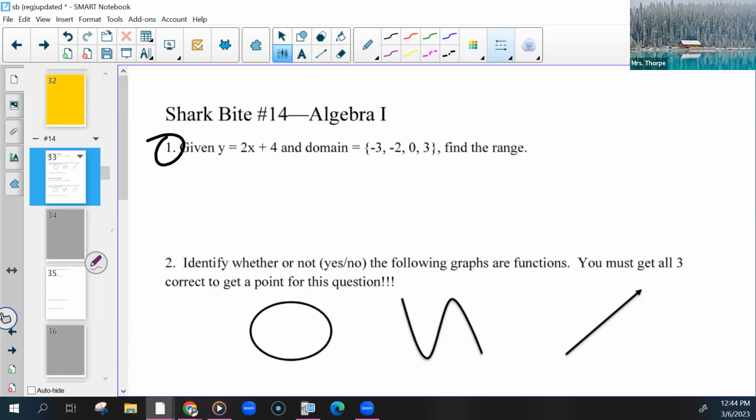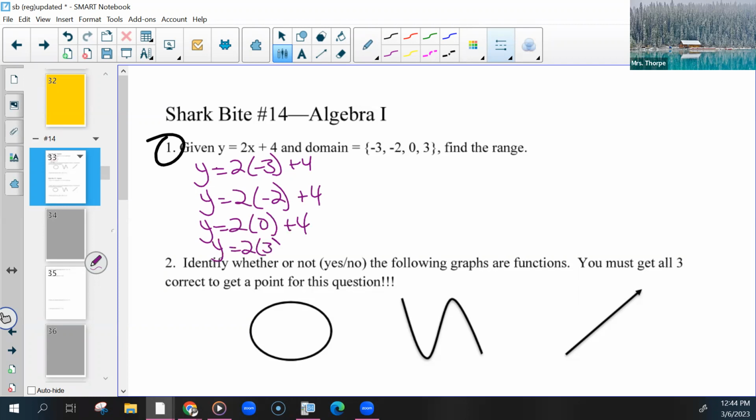I'm gonna do the algebraic way. So I would set each of these up, and then we would figure out what each one is. So this would become -6 plus 4, which is -2. -4 plus 4 is 0. 0 plus 4 is 4. And 6 plus 4 is 10. So then you would list all of those least to greatest in curly brackets.